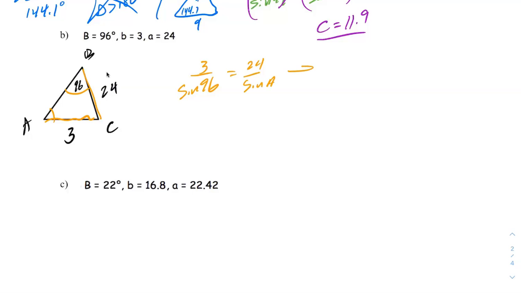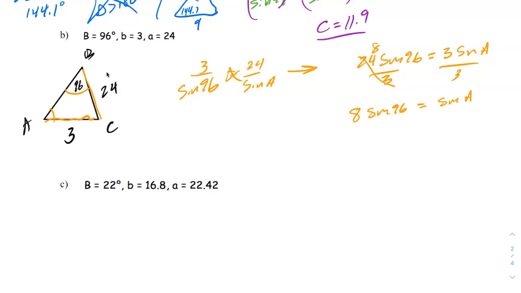So cross multiply. 24 sine of 96 equals 3 sine of A. Five by 3, so I'm going to get 8 sine of 96 equals, these reduce, sine of A. So all we do now is inverse sine both sides.